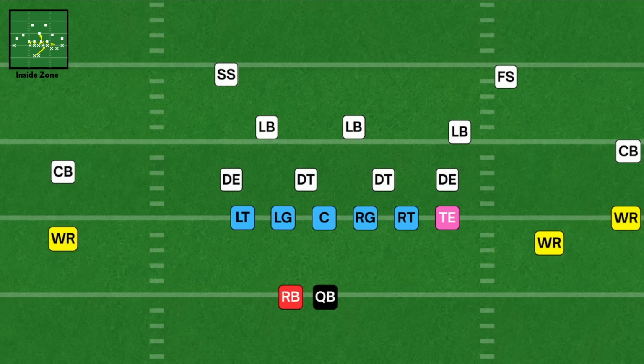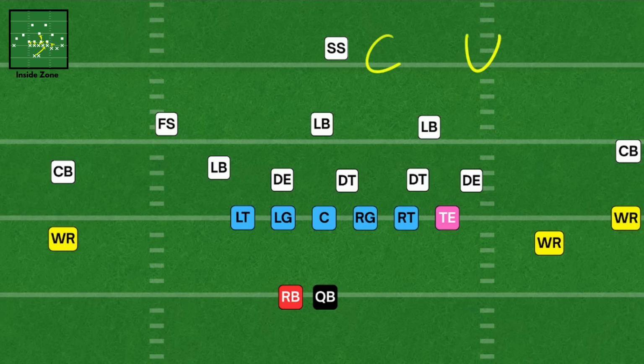Before the snap, each lineman identifies whether they're covered or uncovered. A lineman is covered when a defender lines up head up right in front of him or in the gap between him and the next offensive player towards the play side. This center is covered because there is a defender in the 1 tech position, which is in his play side gap.